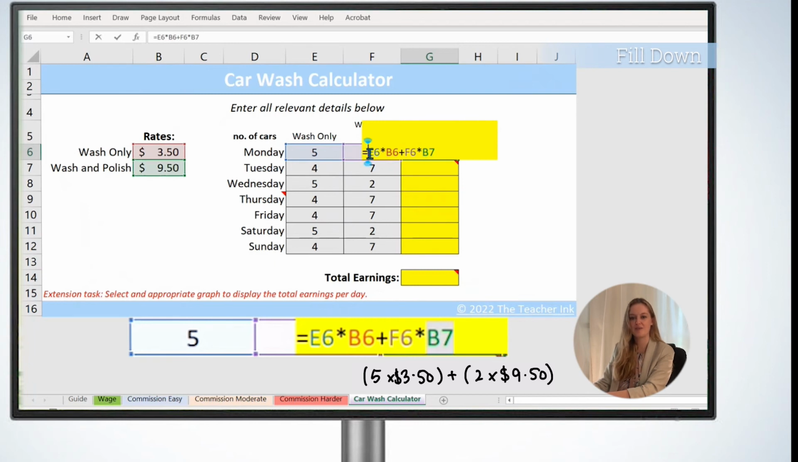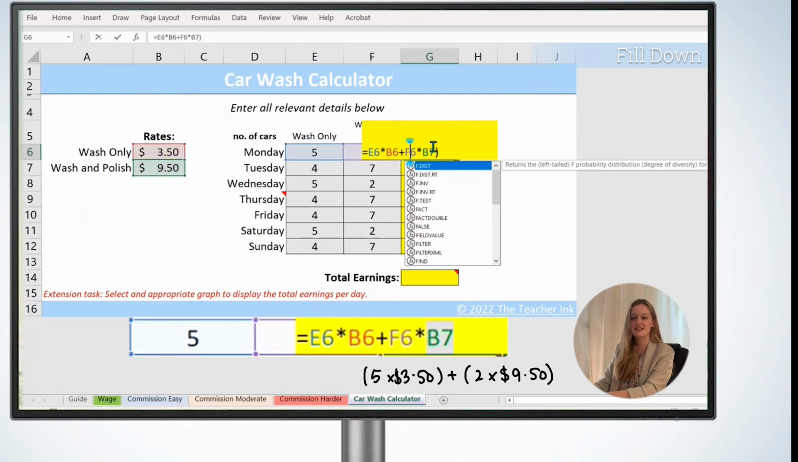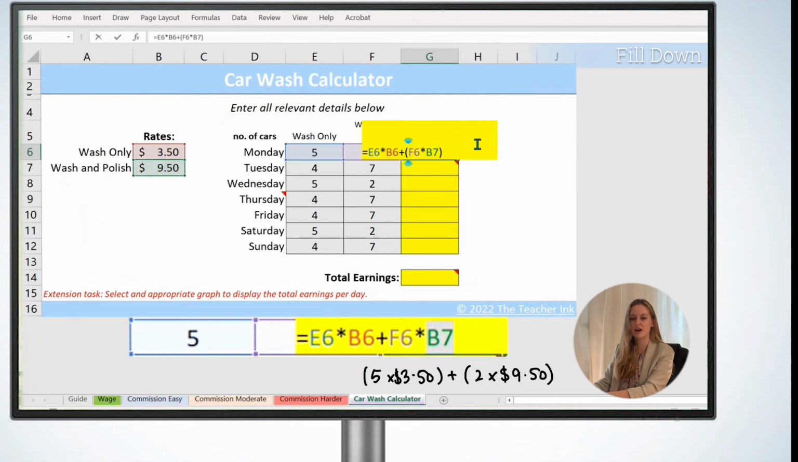Select the appropriate cell, type the equal sign, and we'll use the cell references instead of the numbers. So 5 multiplied by $3.50 plus 2 multiplied by $9.50. If you are doing this in the calculator, your teacher might encourage you to use brackets. This is a great idea, but in this case, it will not change my answer, so it's not required.